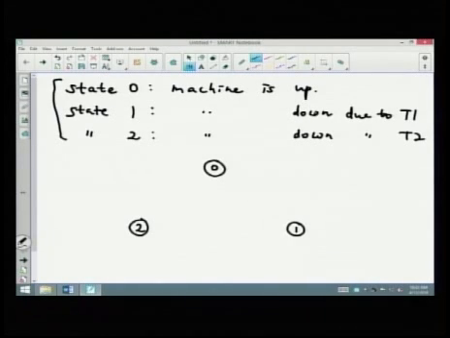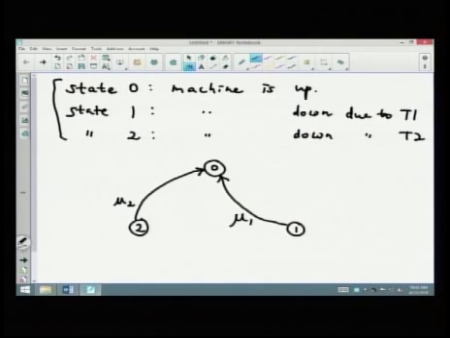So here, I draw 1 to 0, which would be the repair rate, mu1. Likewise, 2 to 0 would be another repair rate, mu2. Does that make sense?